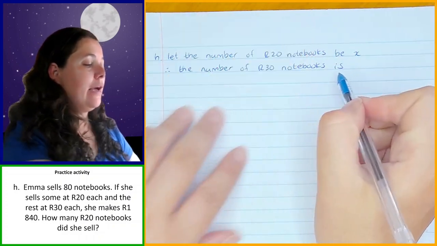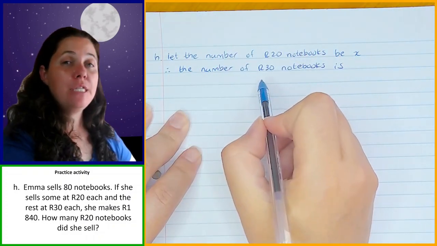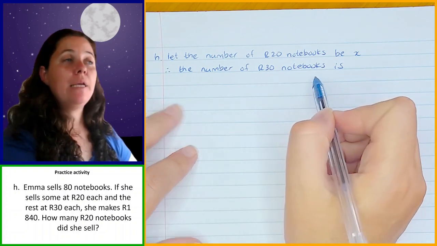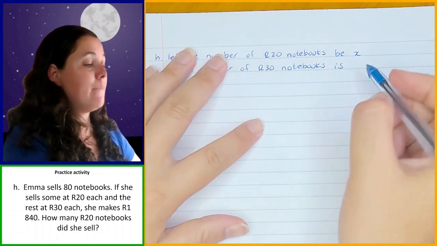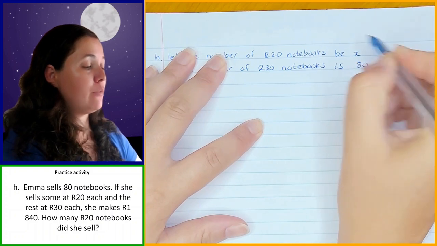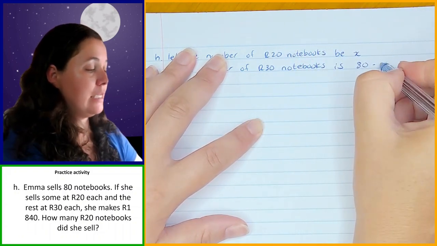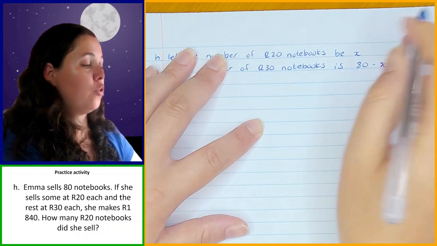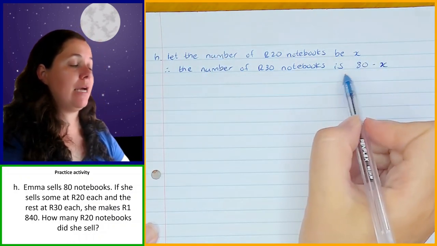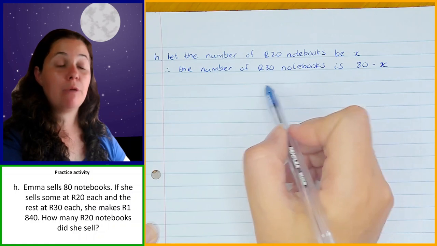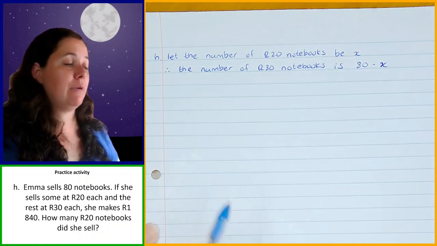That means that the number of 30 Rand notebooks she has sold will be the total, which is 80, minus the number of 20 Rand notebooks that she sold, which is x. So 80 minus x. So for my 20 Rand notebooks and my 30 Rand notebooks, I've got x and 80 minus x.